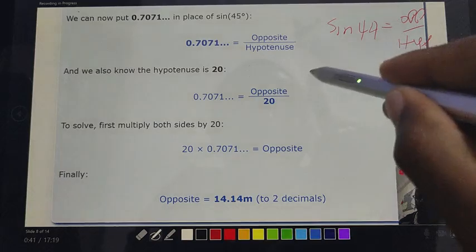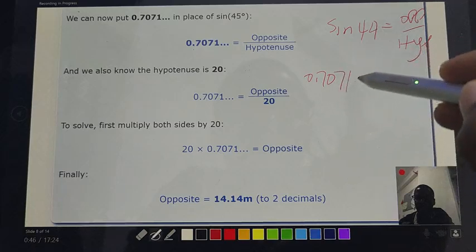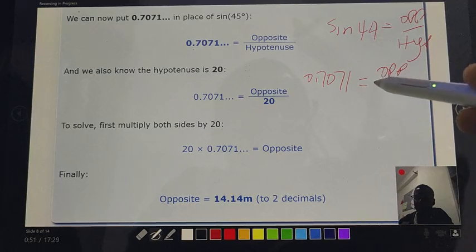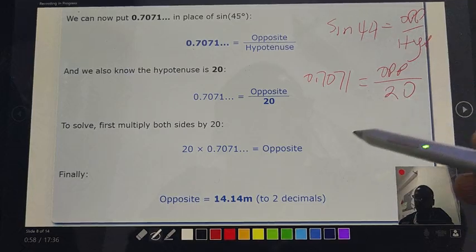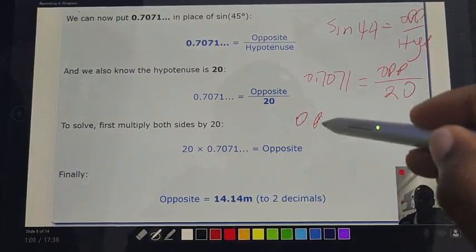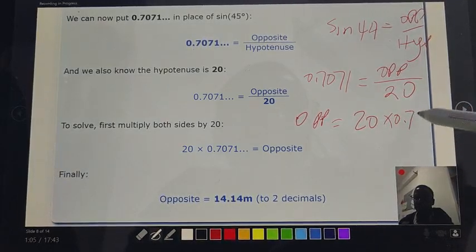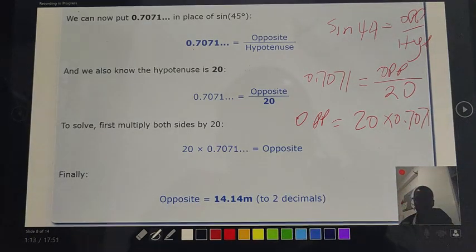Sine 45 we found to be 0.7071, which is equal to opposite, which we don't know, that's the height of the tree, over hypotenuse. The hypotenuse we know, so we just have to make the opposite the subject of the formula. So opposite will be equal to 20 multiplied by 0.7071. So the opposite is 14.14 meters, to 2 decimal places.